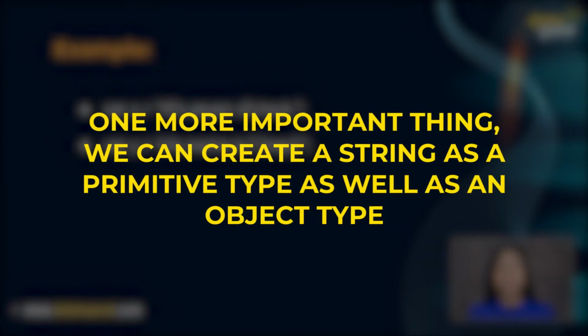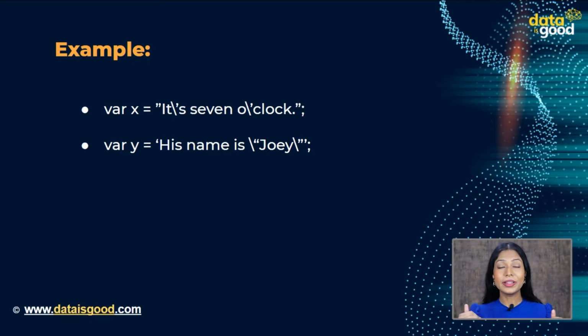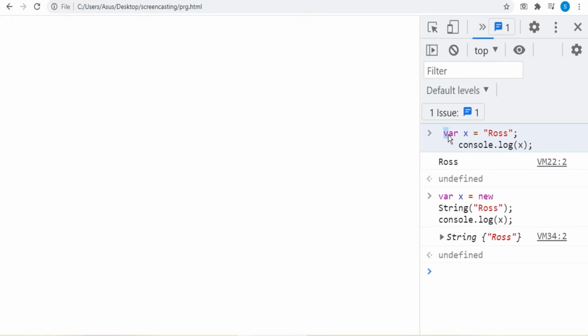One more important thing, we can create a string as a primitive type as well as an object type. Look at this example, then you will understand it better. Variable x is equal to "Ross". Console.log x. In the above code, we have created a string as a primitive type. Now, let us see how to create a string as an object type. Variable x is equal to new String("Ross"). Console.log x.